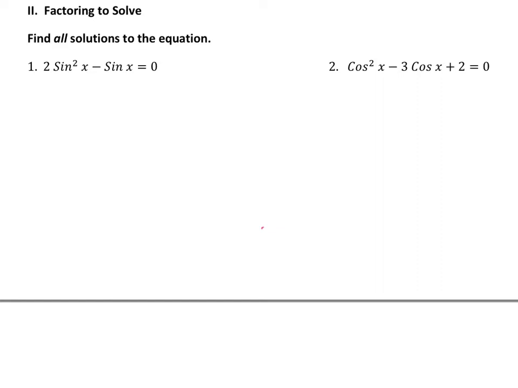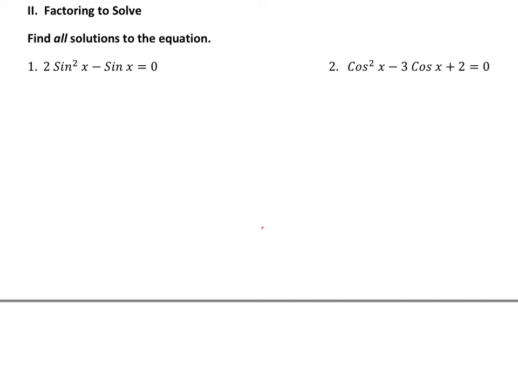Okay, we're going to go over the second section now within 5.3. This is where we're going to use factoring to solve, and the two main concepts, which we really did a lot when we verified identities. One was factoring out a GCF, and the other was taking a trig expression and factoring it into two binomials.